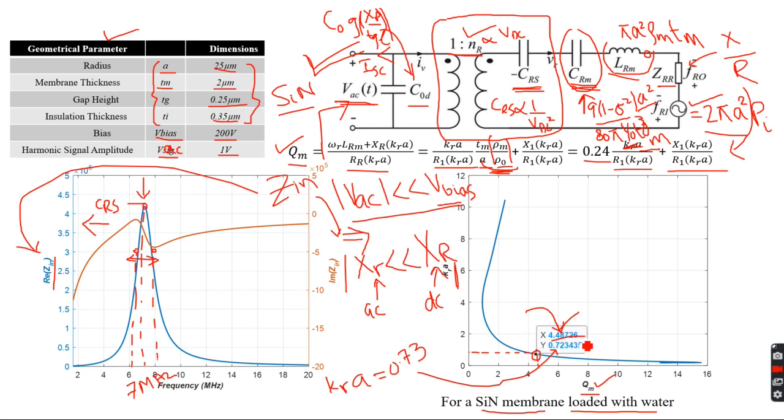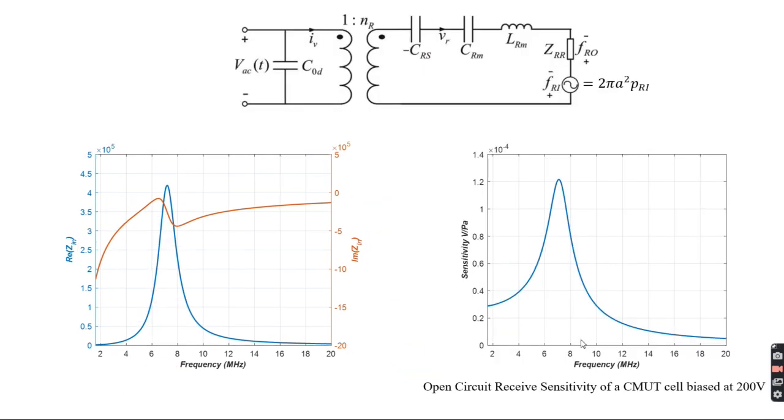Now, just to show you that this model is valid, let's compare this with the finite element model. Okay, this is a 2D axisymmetric model. So I again have this circuit model, and apart from Zin, I have the sensitivity, that is the open circuit voltage with respect to pascals, the incoming pressure, PRI.